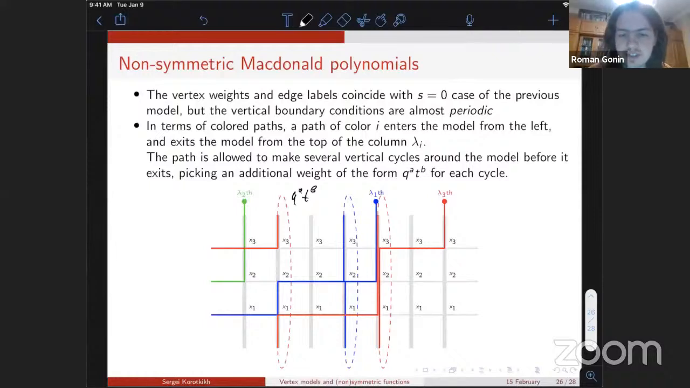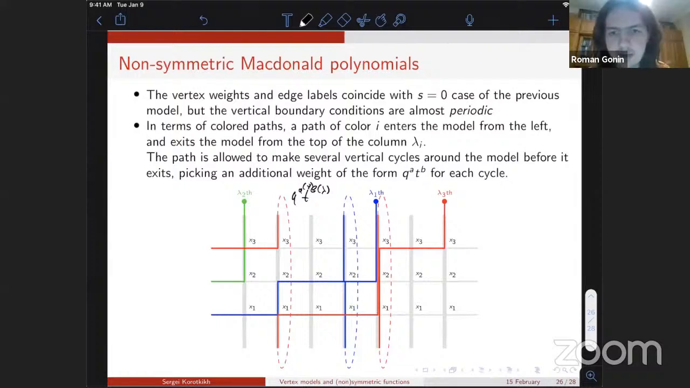On this slide you have this q^a t^b like additional weight, but for the definition of non-symmetric Macdonald polynomials we have only q and t parameters. So how is it possible? Yes, we have q and t parameters. The parameters a and b are some integers which depend on the composition lambda and on the position of the column where this winding appears. It seems these are numbers for how you go along one cycle and along the other, like winding numbers. Yes, in a certain way, these are just integers defined by the model.